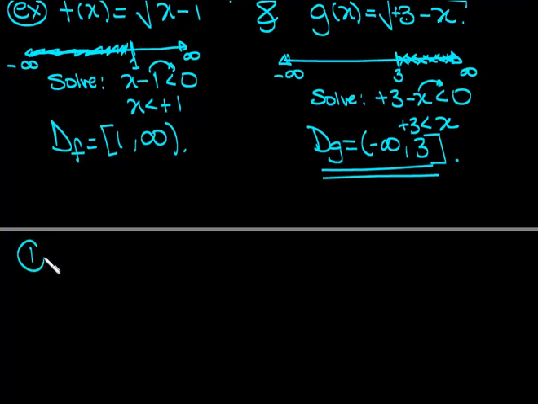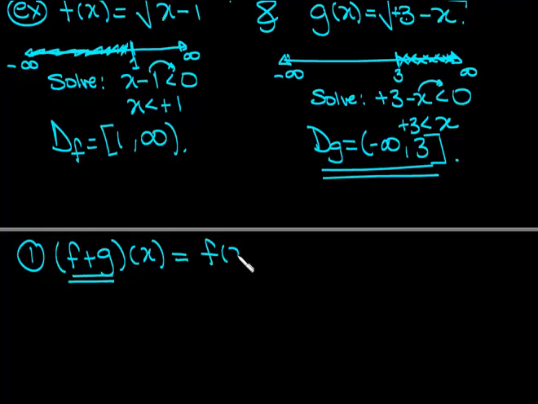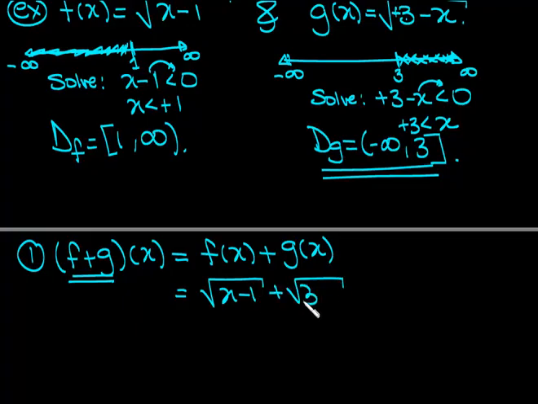Let's do one. Let's say I want to find f plus g of x. I want to find this new function f plus g. What does that mean? You take f of x and you tack on g of x. What is f of x? f of x is square root of x minus 1, and you add g of x, which is square root of 3 minus x. And there's your new function. There's not much you can do with these two. Okay, so that's what we end up with.